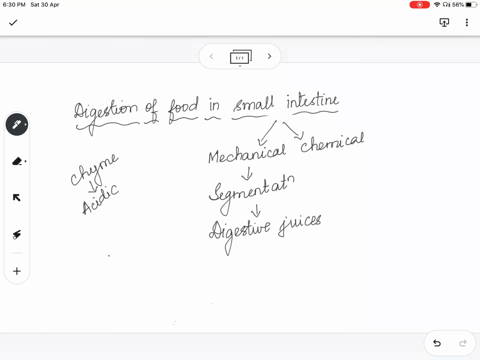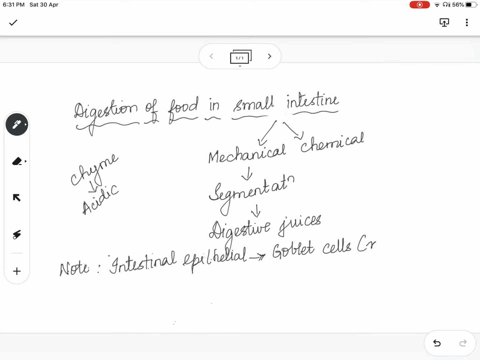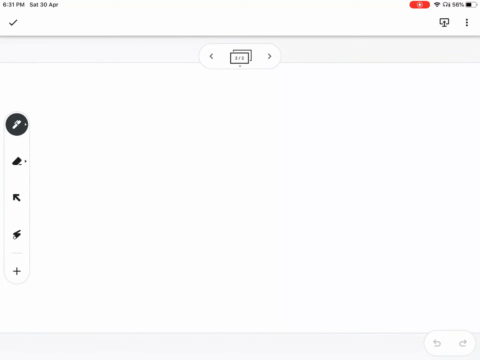Now there are certain cells present in the intestinal, please do remember, in the form of note I'll be mentioning, that is intestinal epithelial region. Okay, the intestinal epithelial region has got certain cells. Those are called goblet cells. You can also call them mucus secreting cells. Okay, these help in the production of mucus over there so that there is easy passage of the food particles inside the small intestine.